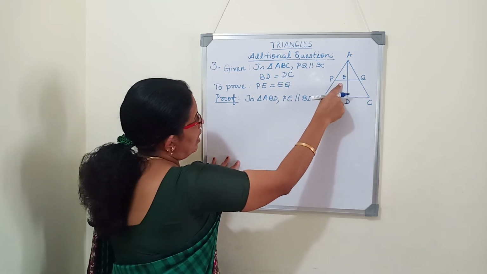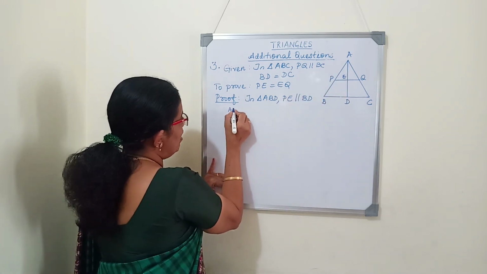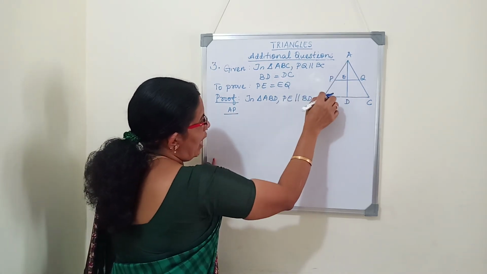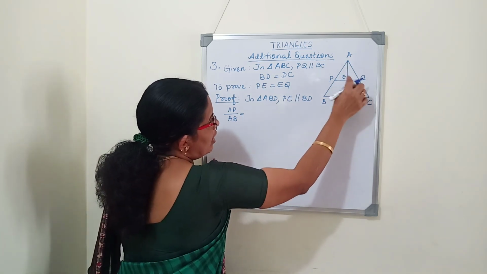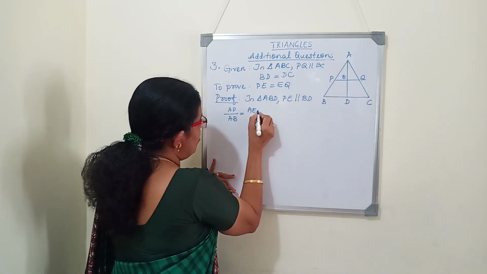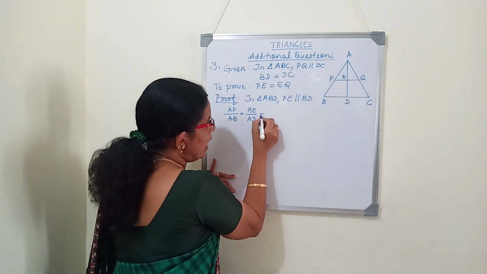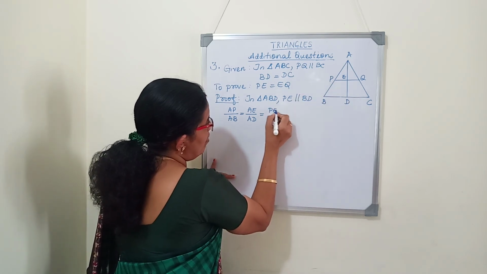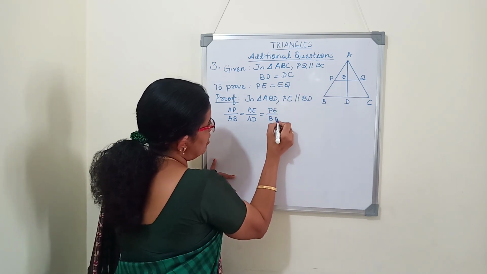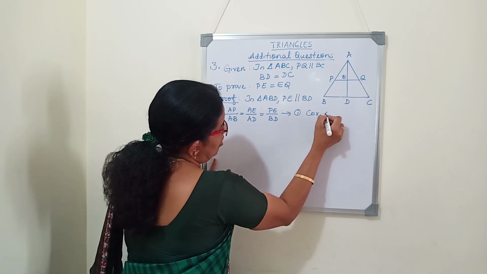So the third corollary is: smaller triangle side AP by bigger triangle side AB is equal to, again, smaller triangle side AE by bigger triangle side AD, equals the third side, smaller triangle side PE by BD. This is the last corollary. Equation 1, we'll just write corollary of BPT.